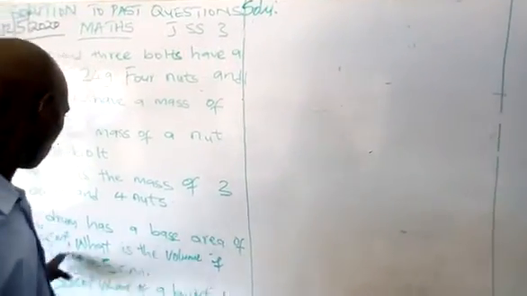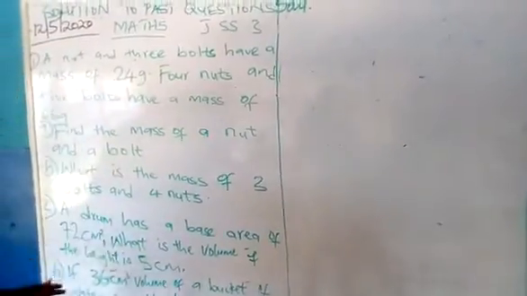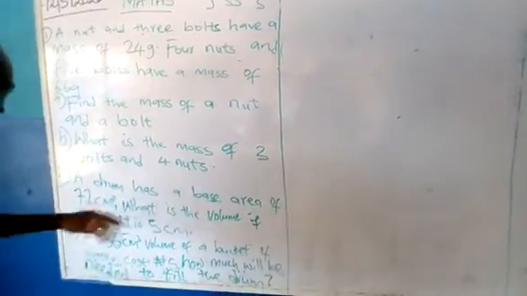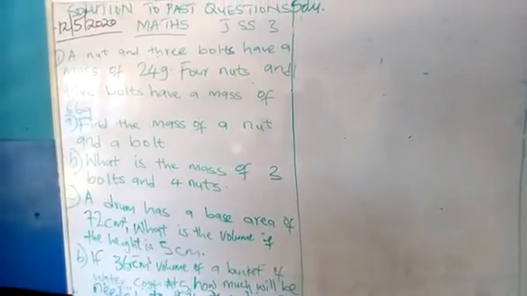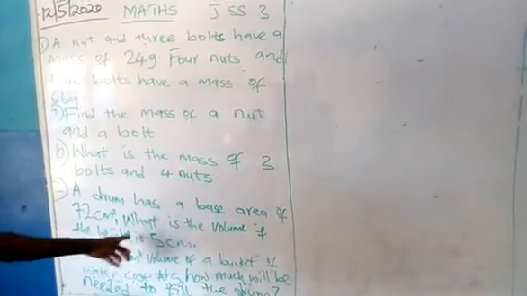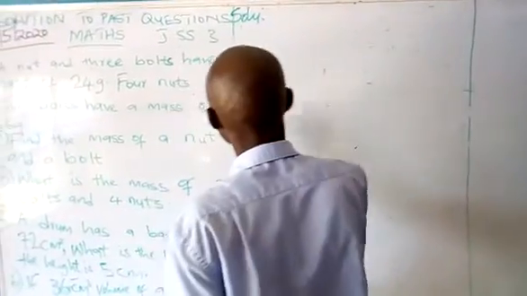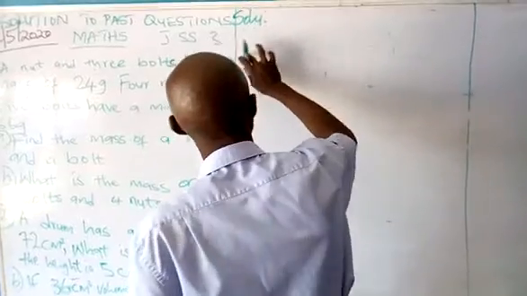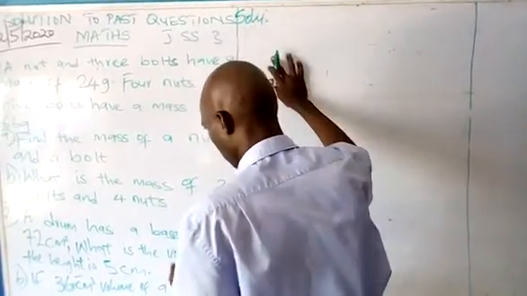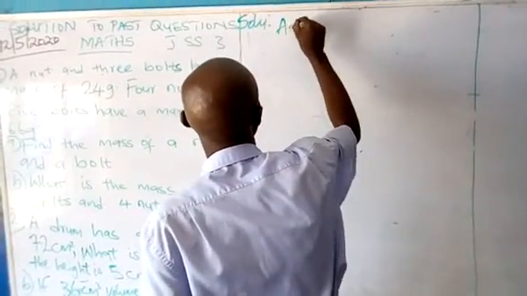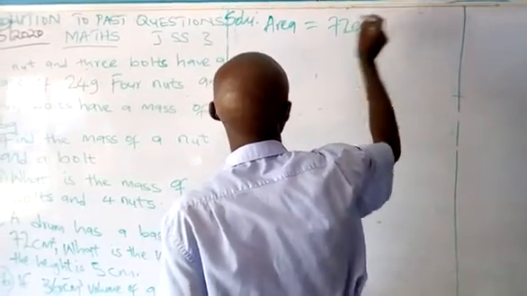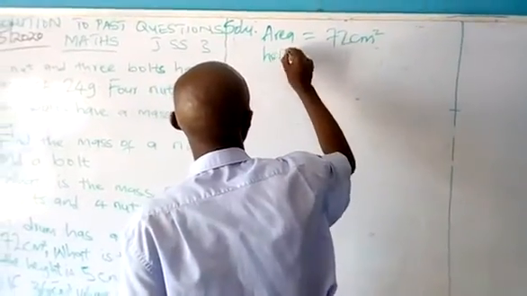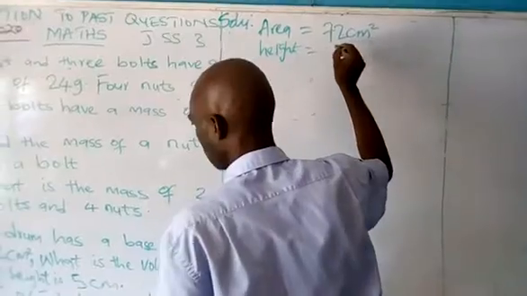Okay, let's go to question number 2. It said a drum has a base area of 72 cm square. What is the volume if the height is 5 cm? Now, this one is very easy. The area is given already. Area equals 72 cm square, while height equals 5 cm.